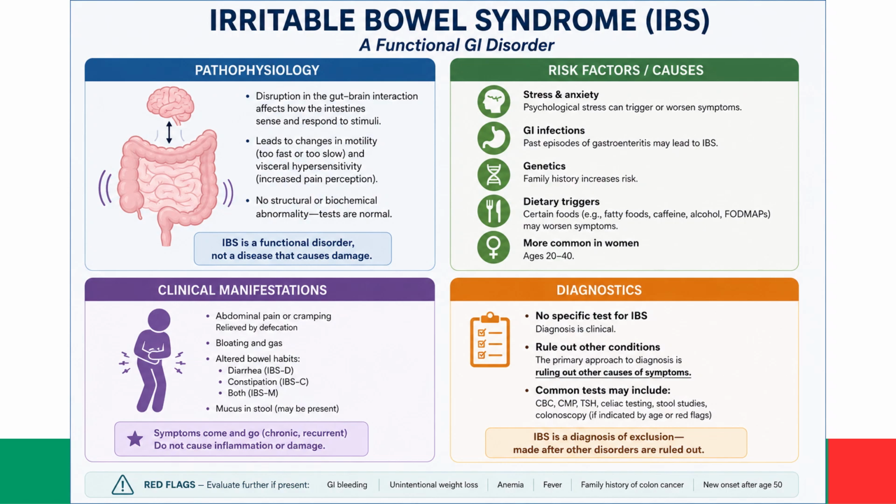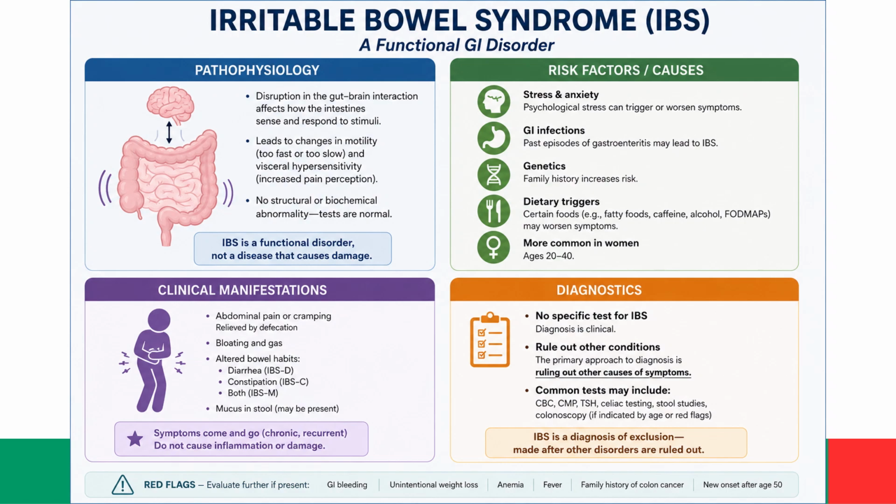Another characteristic is that IBS tends to be chronic and recurrent. Symptoms may flare for a period of time, they may improve and then return. Mucus can sometimes appear in the stool. But an important distinction is that IBS should not cause intestinal bleeding, significant inflammation, or destruction of the bowel. That becomes a very important distinction when we're evaluating the patient.